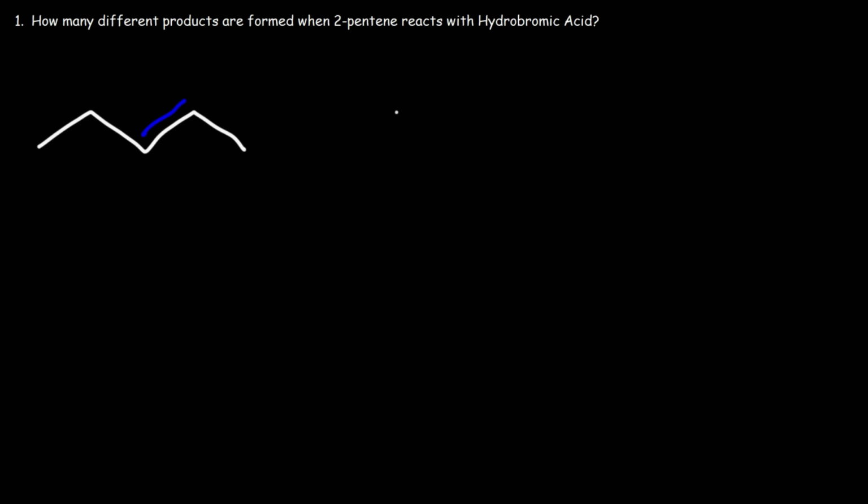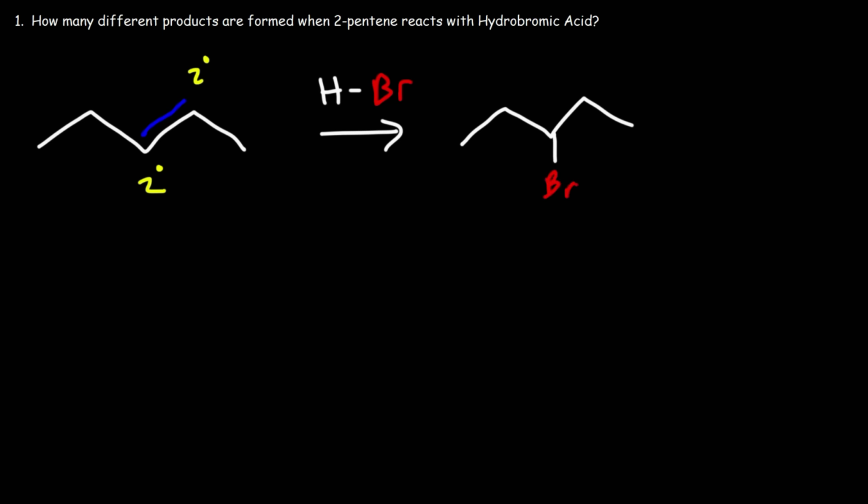So now let's react it with HBr. This reaction is not regioselective because both carbon atoms across the double bond have the same substitution. They're both secondary. So the bromine atom can go on either one. Thus, we're going to get an equal mixture of 3-bromopentane and 2-bromopentane. So we're going to get these two different products.